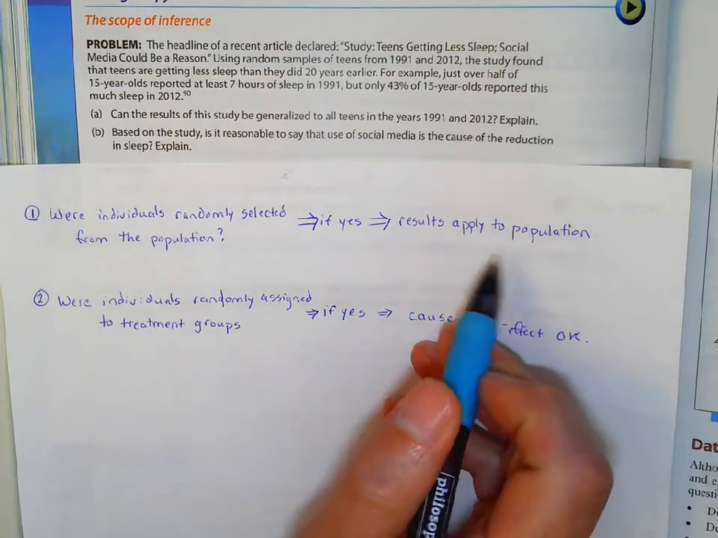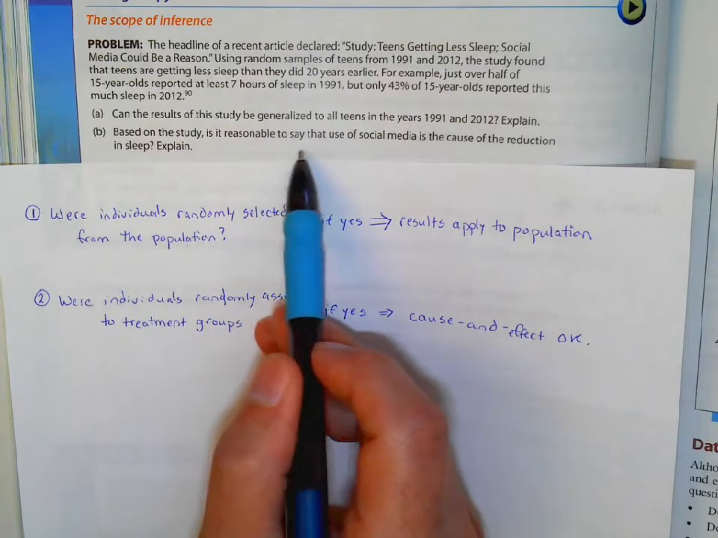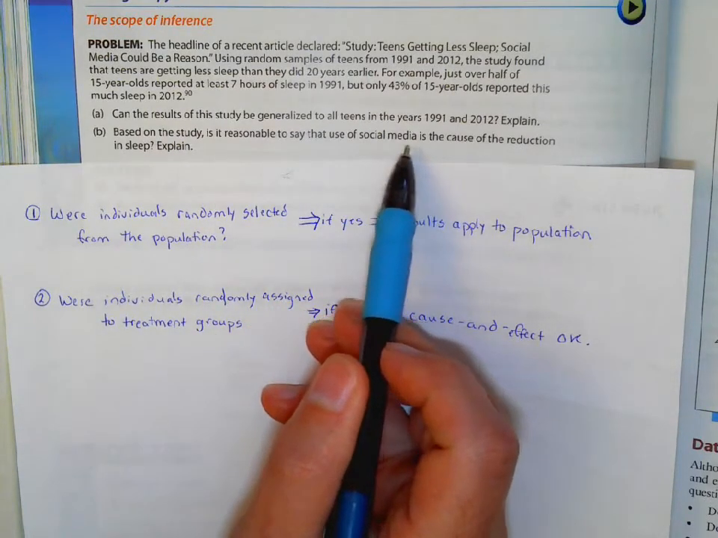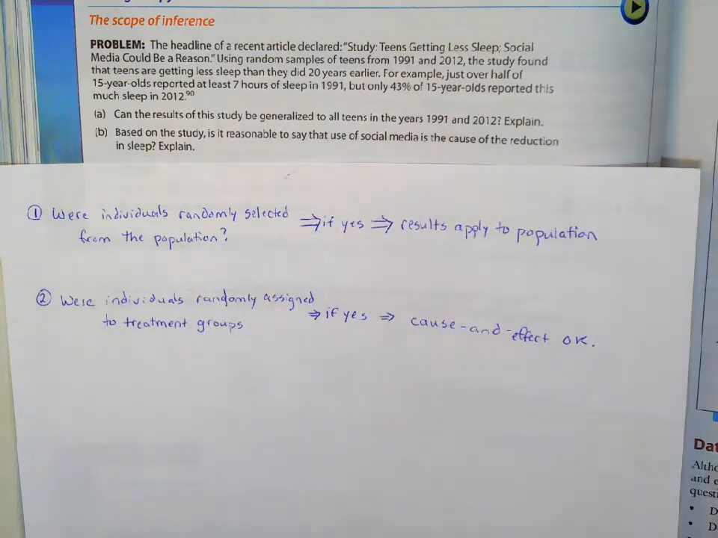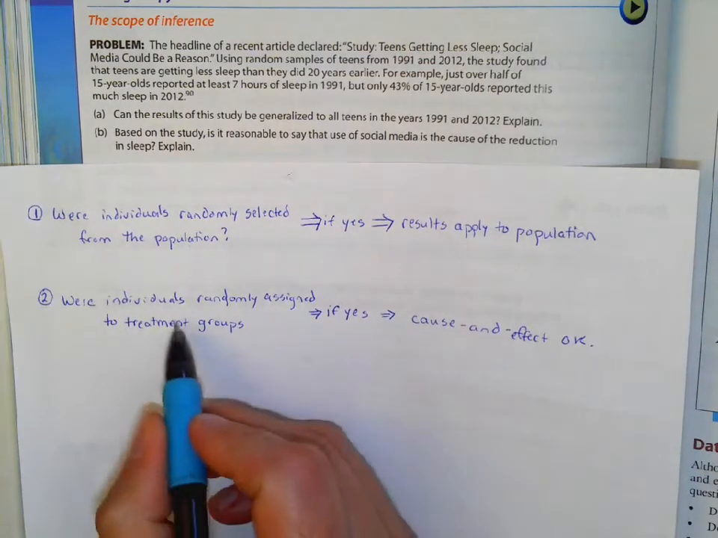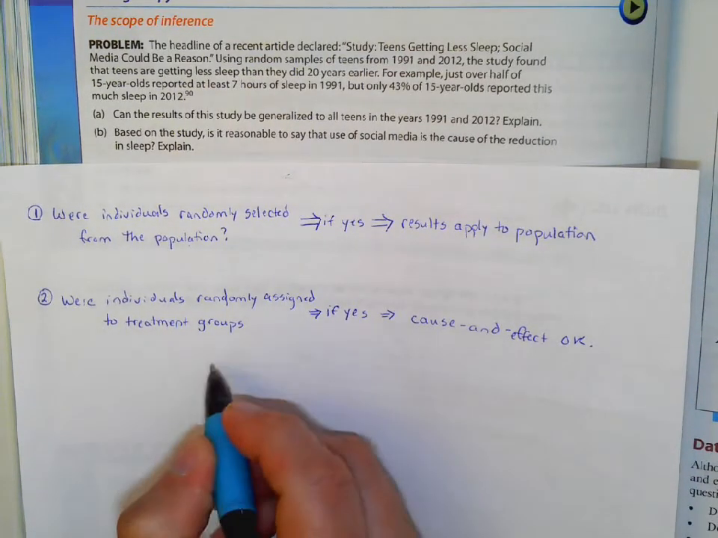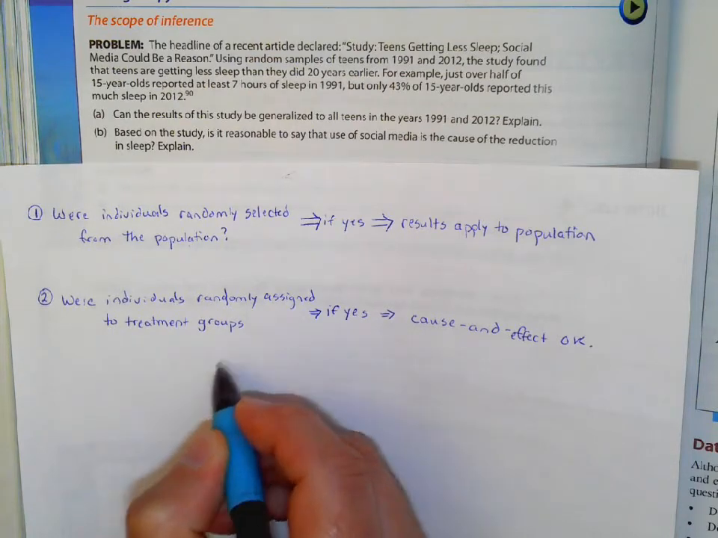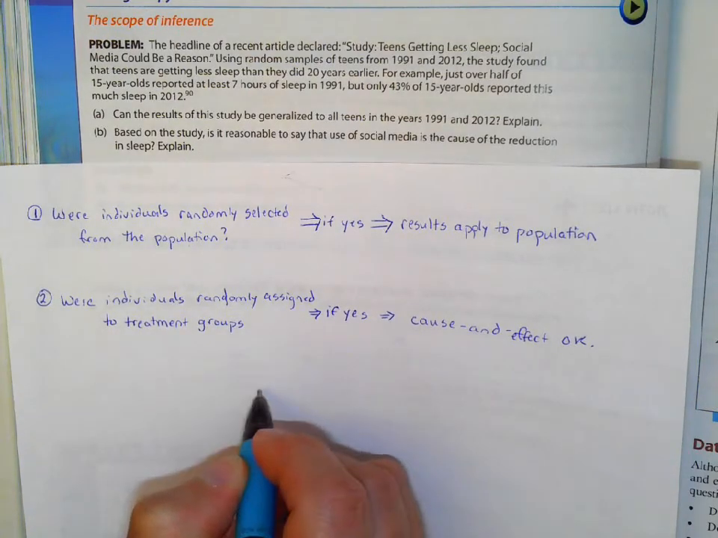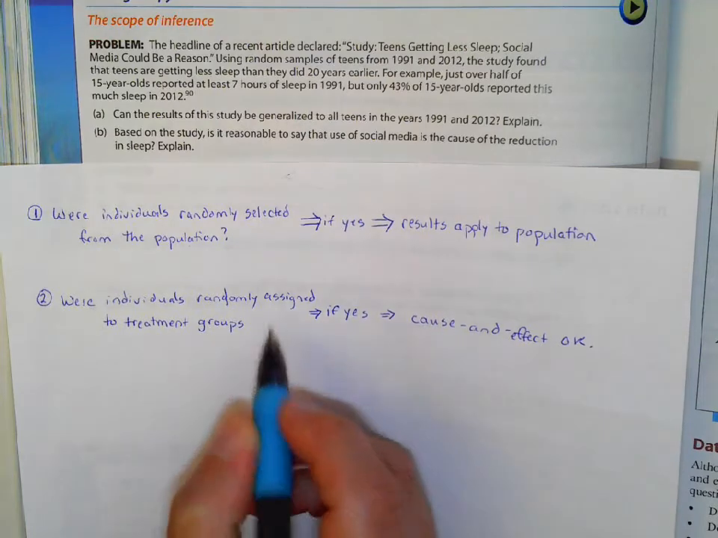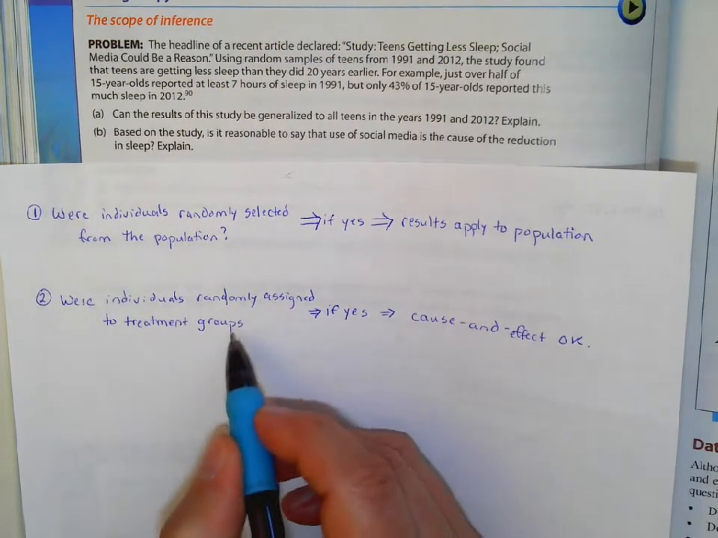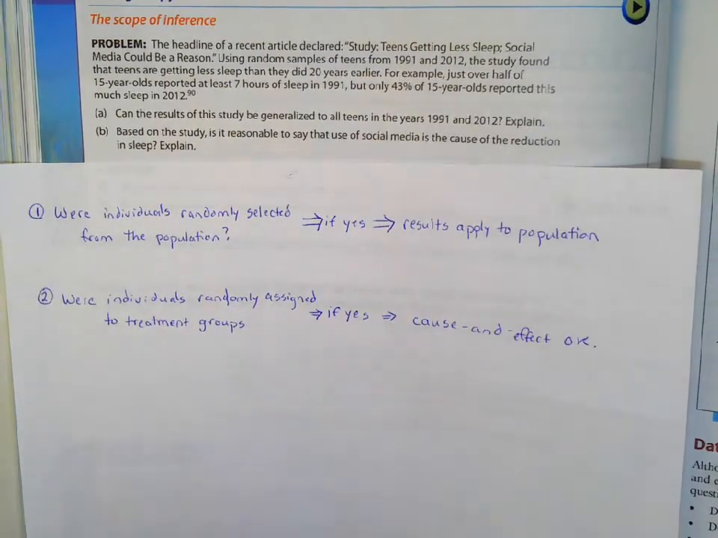Based on the study, is it reasonable to say that social media caused it? Now, if we wanted that to happen, we would have to have people randomly assigned to either be a part of social media or not be a part of social media. We don't have that here, so they weren't randomly assigned. So no, we cannot have a cause and effect there.